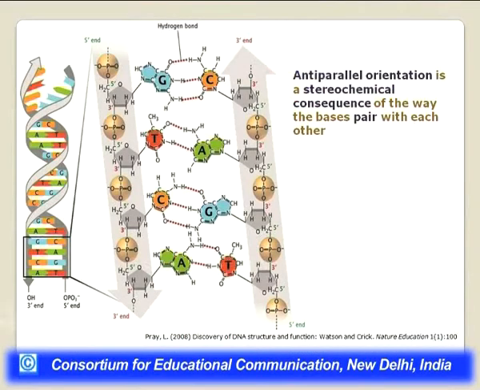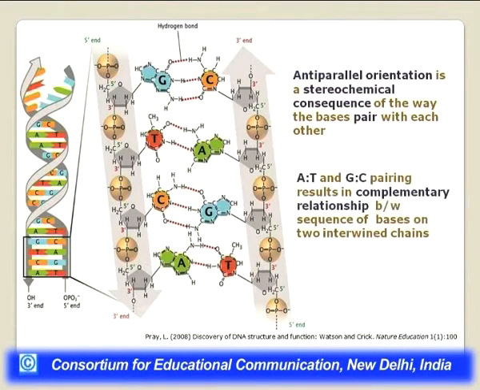In that manner all the bases which are present inside can be stacked one over the other irrespective of whether it is AT or GC, and they can give a very non-distorted, very constant structure from the outside. So anti-parallel orientation is a stereochemical consequence of the way the bases pair with each other. So you can see that A:T and G:C pairing results in a complementary relationship between the sequence of bases on the two intertwined chains.